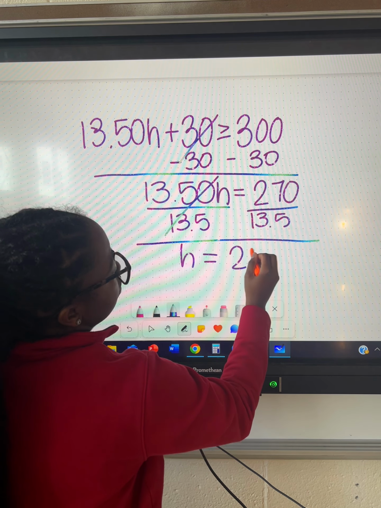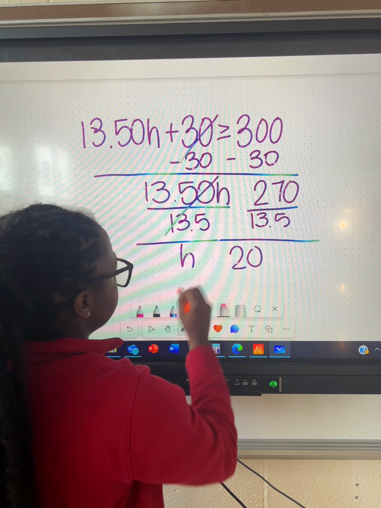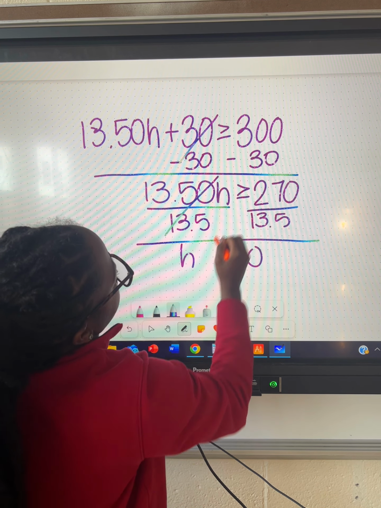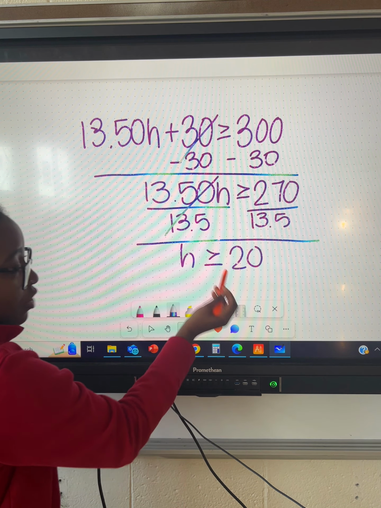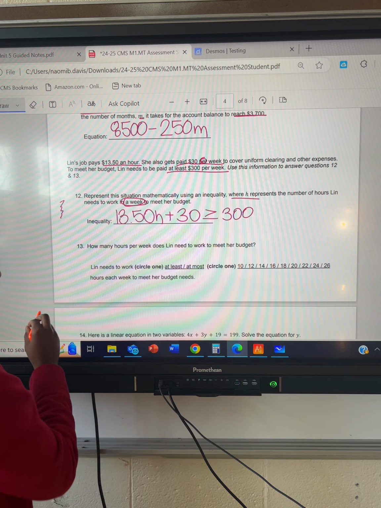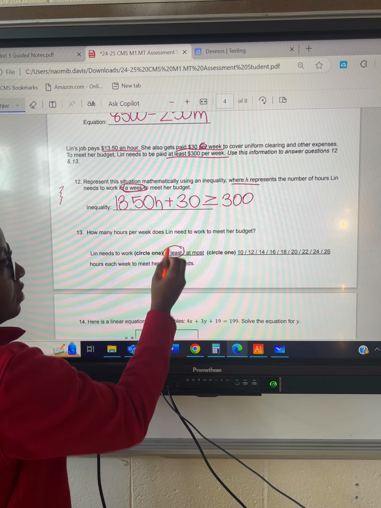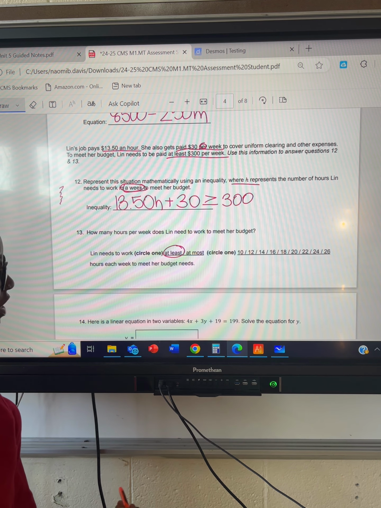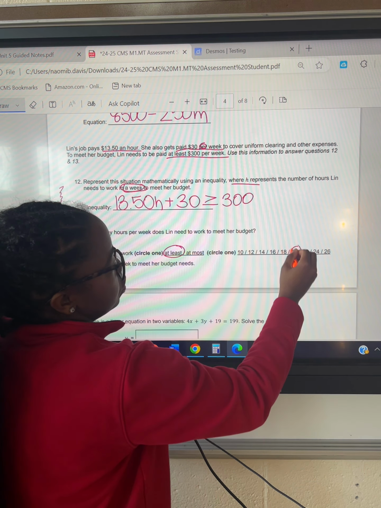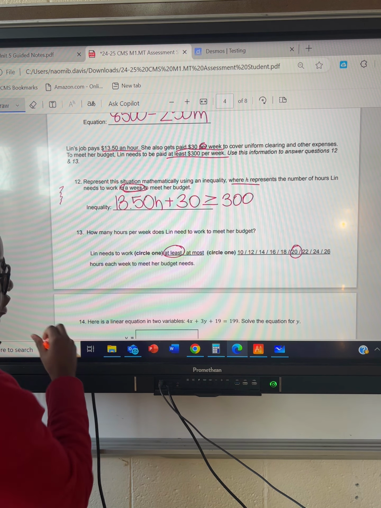H equals 20. Now, where I messed up is I changed my sign as I was going. So it's supposed to be this. So H is greater than or equal to 20. Okay? Bam. Keep that in mind. Now, Lynn needs to work at least, greater than or equal to, at least 20 hours. Okay? And it'll be a drop down when you get to this problem.